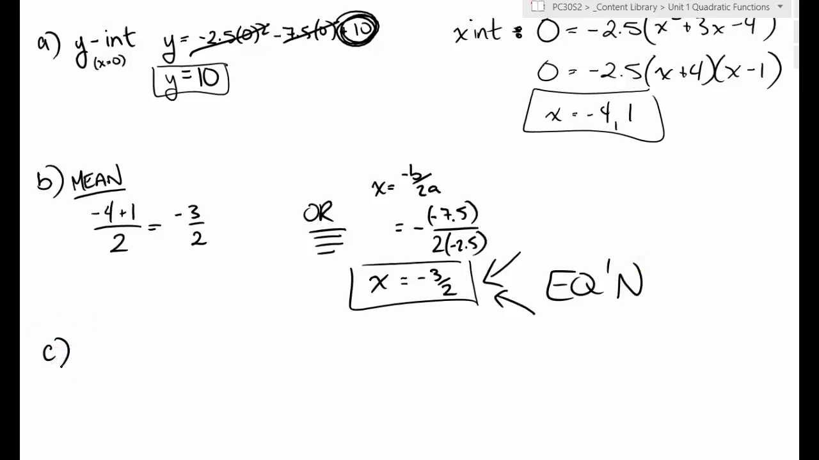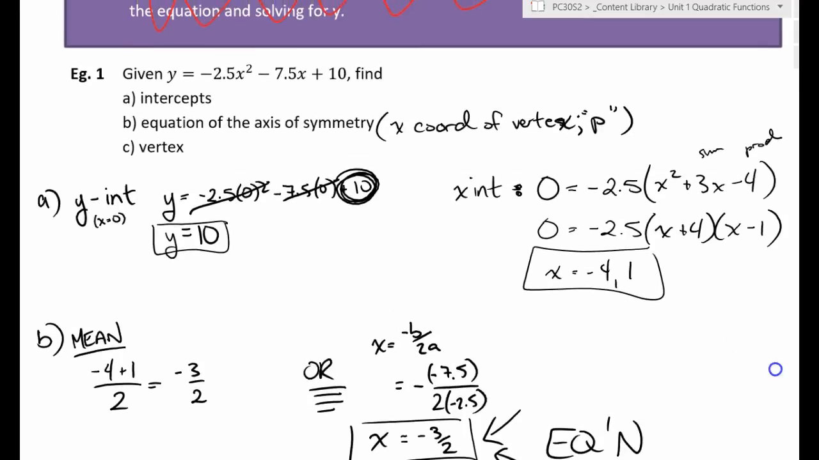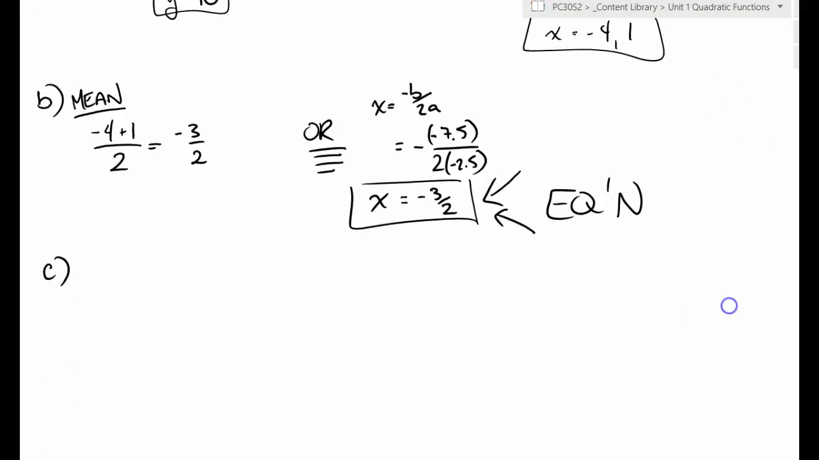Finally, C is just a matter of figuring out, well, my axis of symmetry is the x value of my vertex, so I need to just figure out the y coordinate of my vertex. I can do that by using my original equation. I already have y all nice and isolated. I just need to plug and chug in for x. So y equals -2.5 times -3 over 2 squared, minus 7.5 times -3 over 2 plus 10.